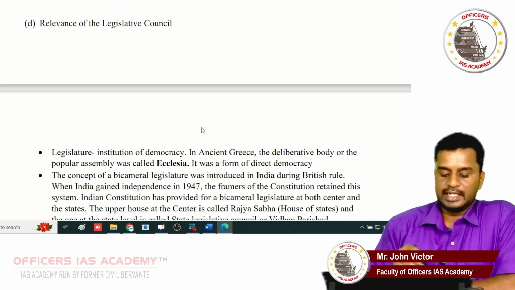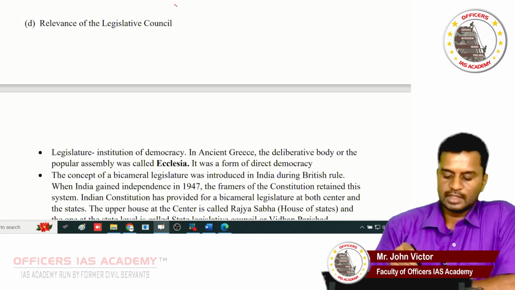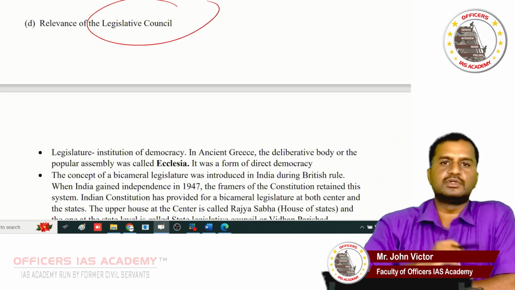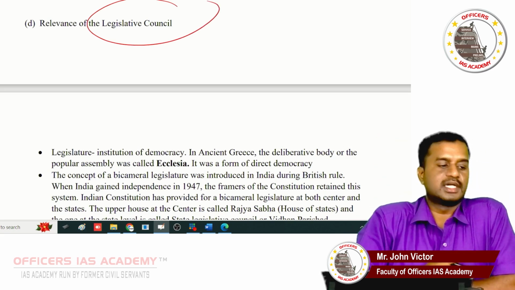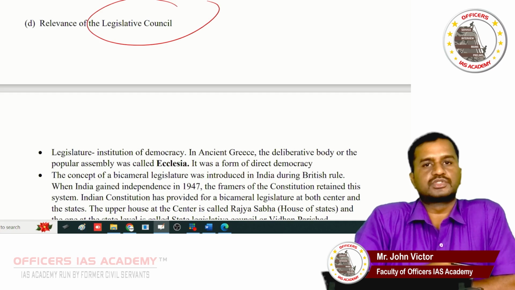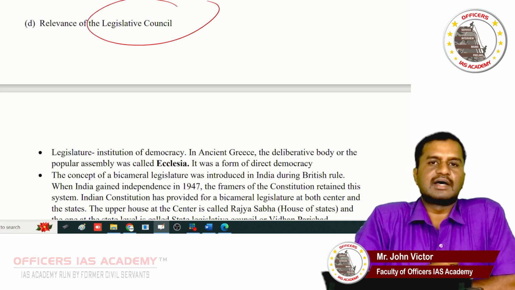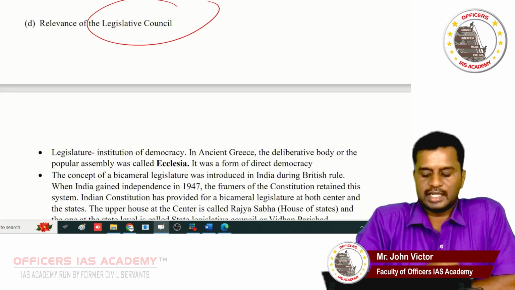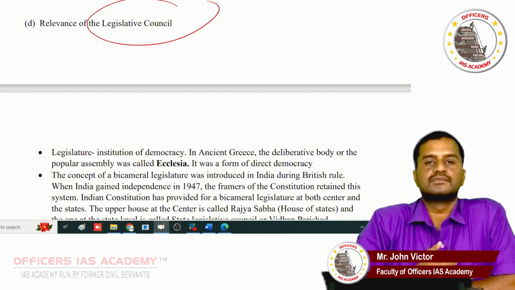Question D: relevance of the Legislative Council. Please touch Section A and come to Section B. What is the Legislative Council? The Legislative Council is the second house at the state level. Some states have a Legislative Council. At the center, we have two houses, Rajya Sabha and Lok Sabha. Similarly, some states have two houses at the state level. So the additional legislature is called the Legislative Council.